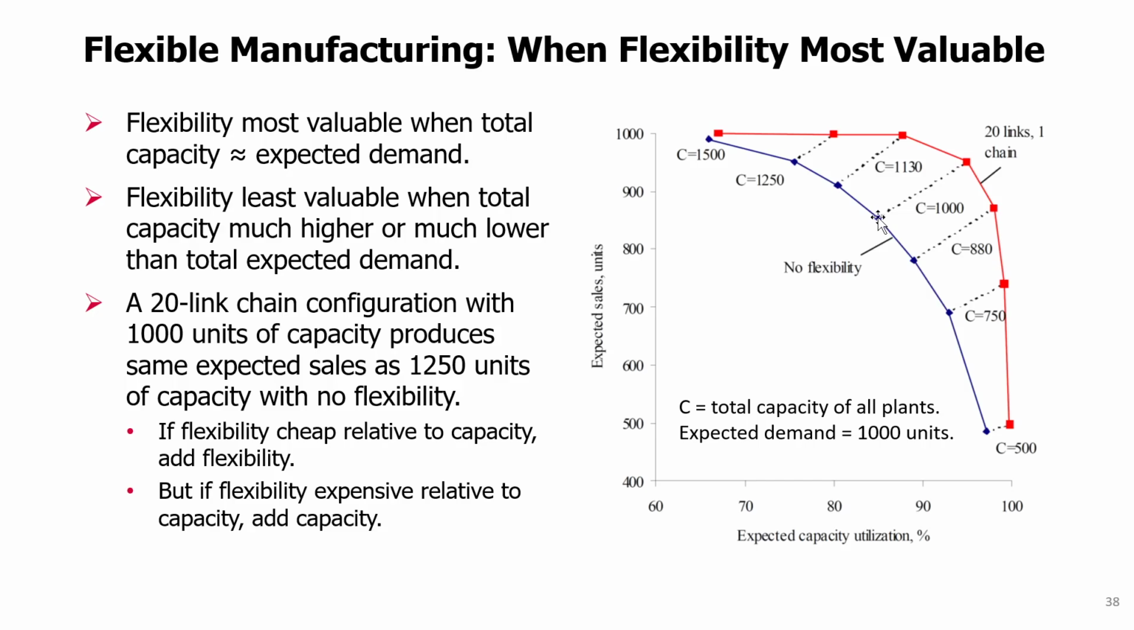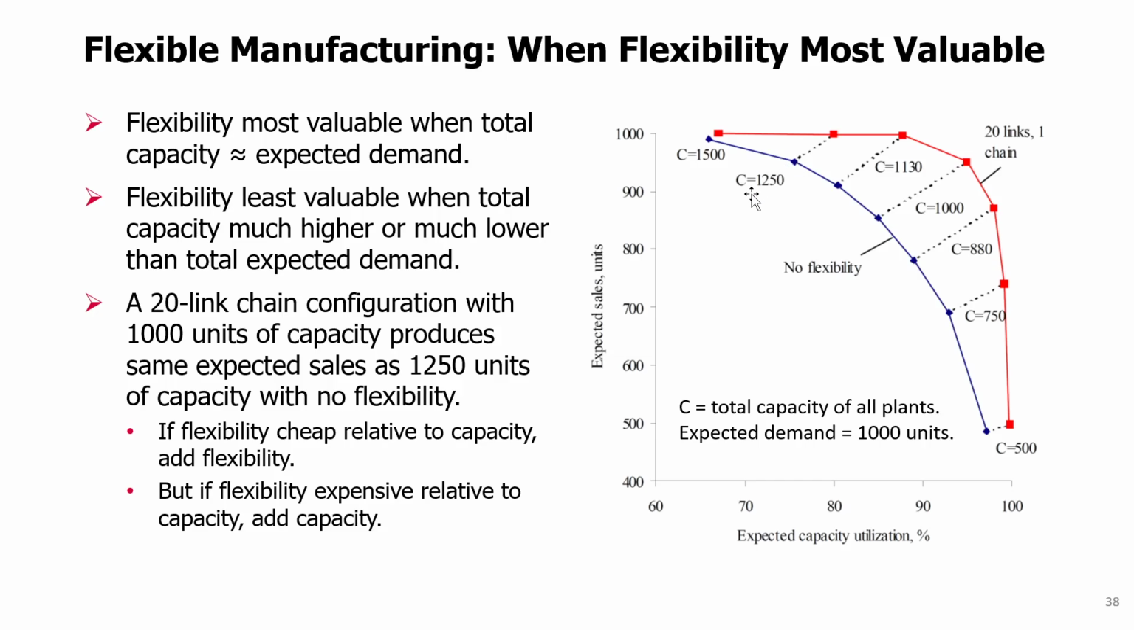When we have no flexibility, this is the blue line, and the red line is when we add 20 links, one chain. What's the benefit in terms of utilization and expected sales? You see from this point we go to this point, the benefit is great if we add flexibility. What you can also see is that if, for example, capacity is 1,500 in total, so 50% more than the expected demand, then the benefit will be very small here. The expected utilization or expected sales will increase just a little bit when we go to 20 links.